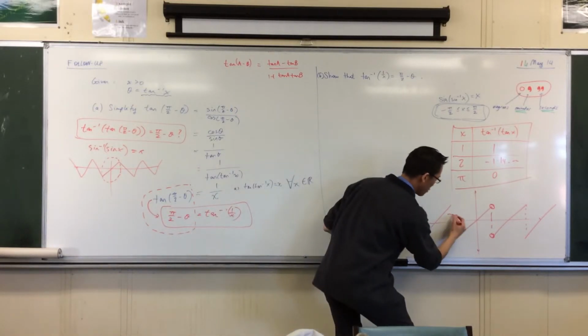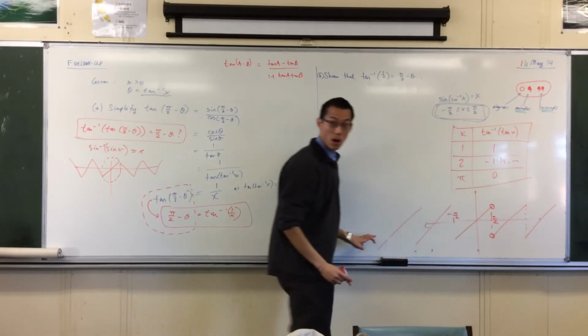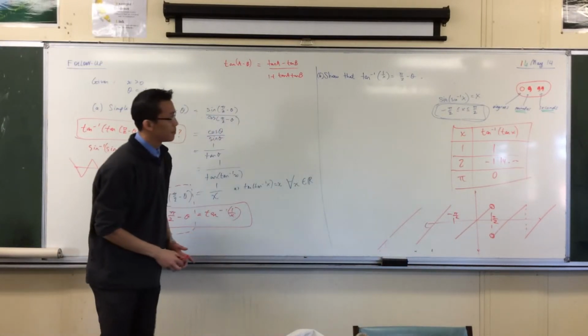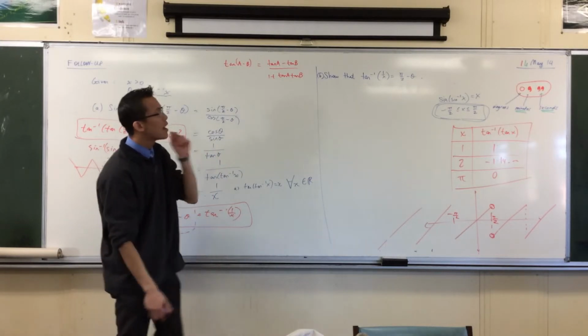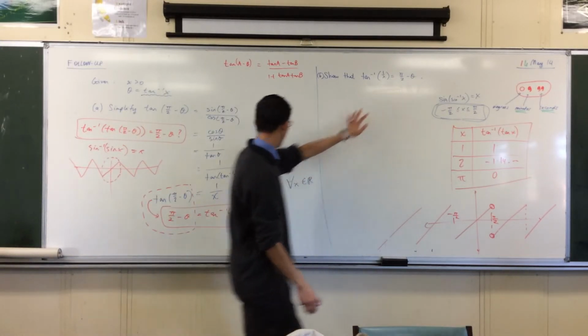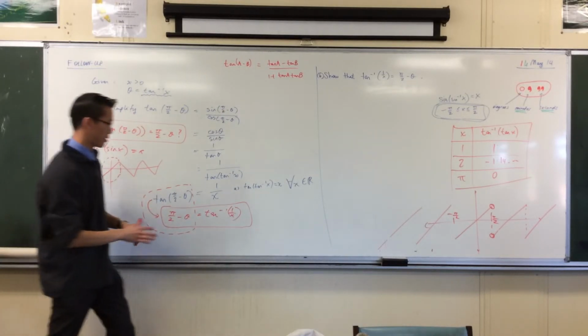From negative pi on 2 to pi on 2. That's when it works, okay? Alright, so let me see if I can pull this all together. I want to look at this thing. I want to take tan inverse of both sides.